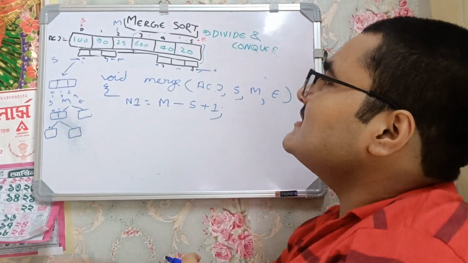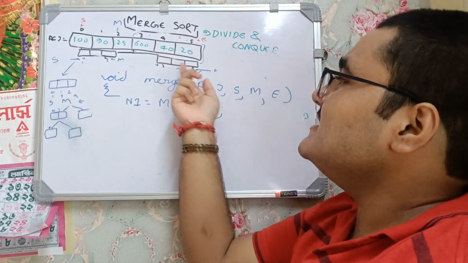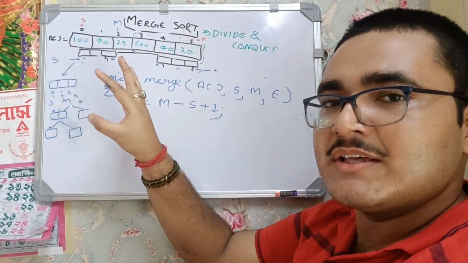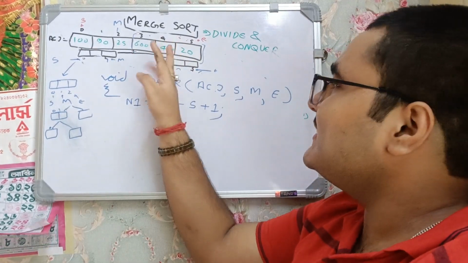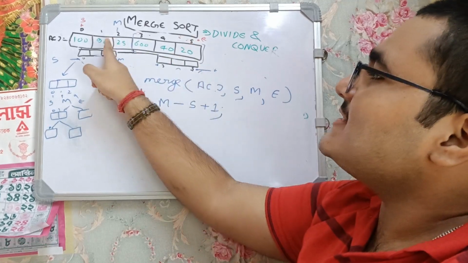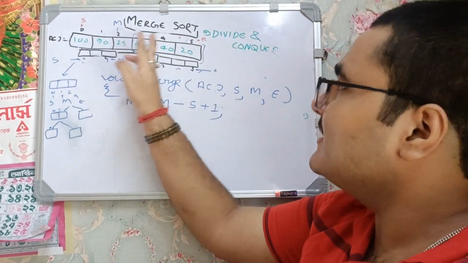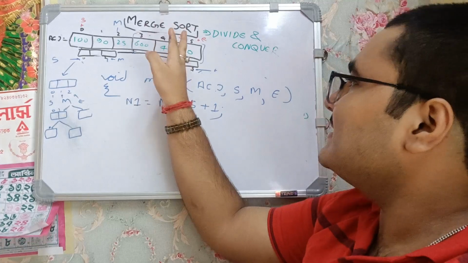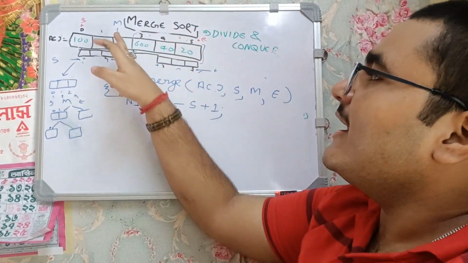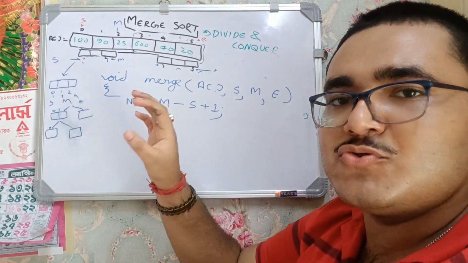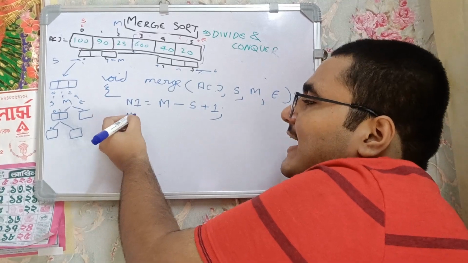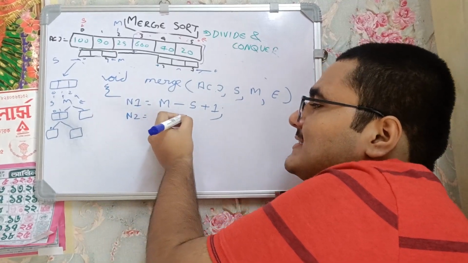Fine. And what is the size of the right array? The size of the right array is also 3. But how do we get it in terms of end and mid? It is simply end minus mid. What is my end value? End is 5 and mid is 2. So 5 minus 2 is 3, and that is our size of the array. Yes or no? So n2 we can write as end minus mid.